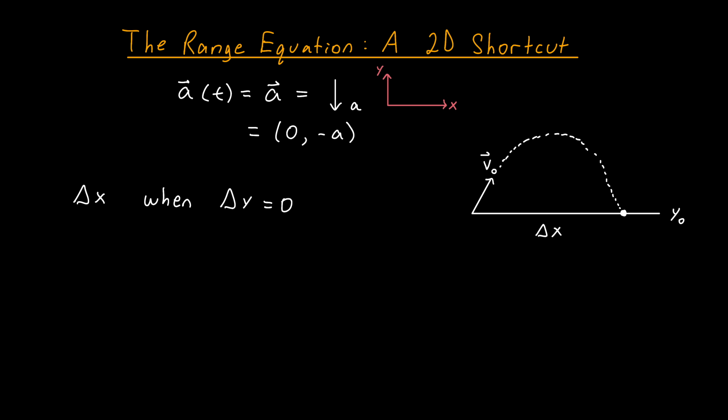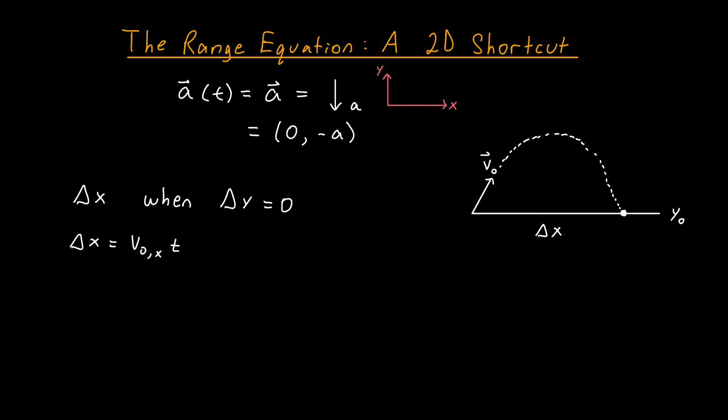Now, from our one-dimensional kinematics equations, we know that delta x can always be written as v0x t plus 1/2 ax t squared. But what's really cool about this system is that the x component of the acceleration is actually 0, right? Acceleration is entirely along what we defined to be the y-axis. So we're going to just get rid of that part and leave delta x equals v0x t.